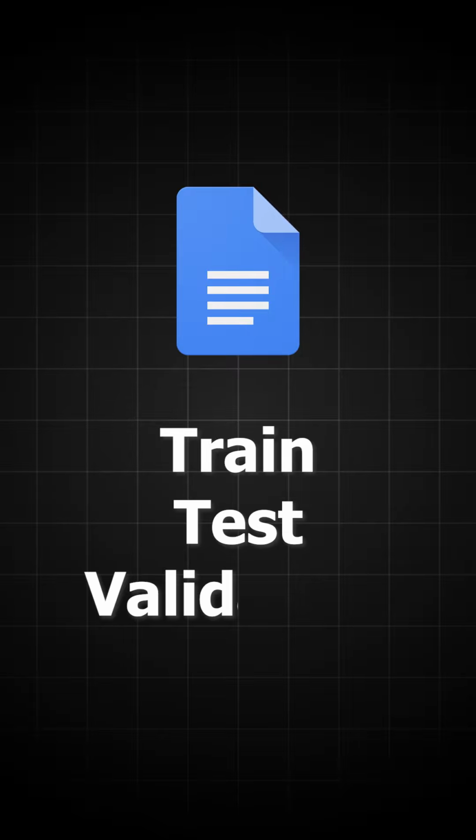You've probably seen big AI models like ChatGPT or Sora, but how do they actually learn? It all starts with setting up the dataset. When we train AI models, we don't use all the data all at once. We break the whole dataset into three parts: the train, test, and validation datasets.